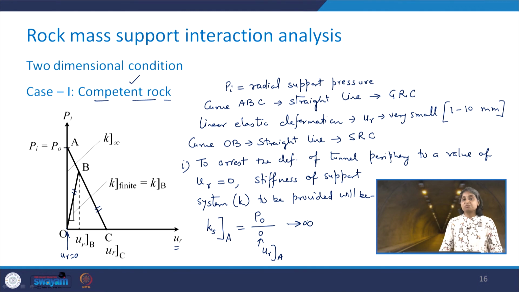So, what does this mean? That if we want to completely arrest the deformation, we have to provide a very rigid support system, and for all practical purposes the stiffness is very high, and you can consider it to be tending towards infinity. So, what will be the result? That will be a very uneconomical support system.